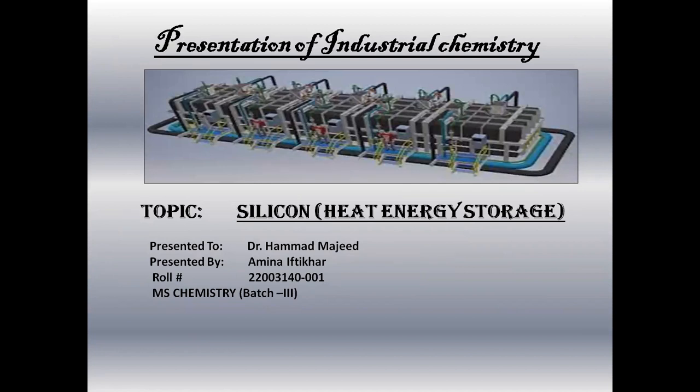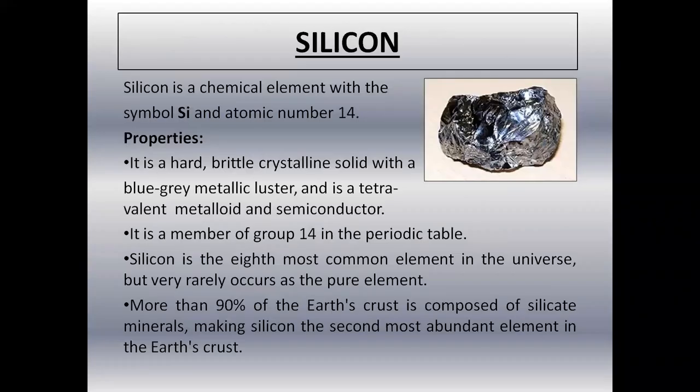The topic I am going to describe here is silicon heat energy storage. Silicon is a chemical element with the symbol Si and atomic number 14. When we talk about its properties, it is a hard, brittle crystalline solid with a blue-gray metallic luster, and is a tetravalent metalloid and a semiconductor. It belongs to the 14th group in the periodic table.